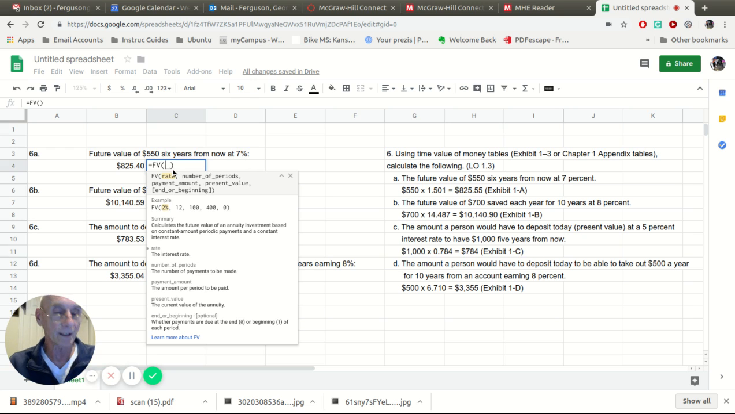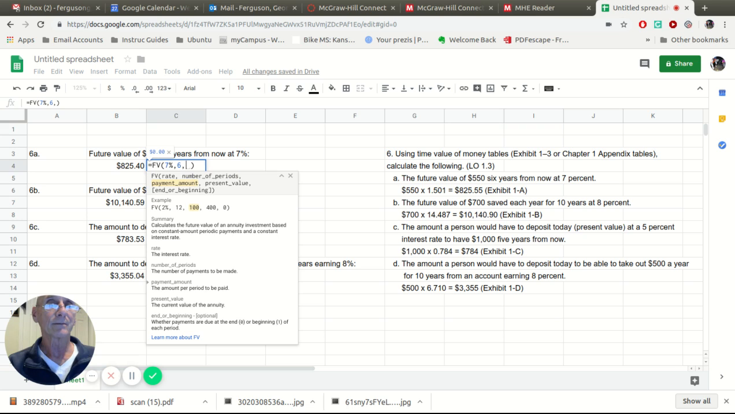is 7%. So I'm going to type in 7%. I'm going to do a comma. You have to put the commas in there, folks. The number of periods. In this case, it's 6 years. Now remember, that's 7% at 6 years. So I'm going to put in 6 for my number of periods.